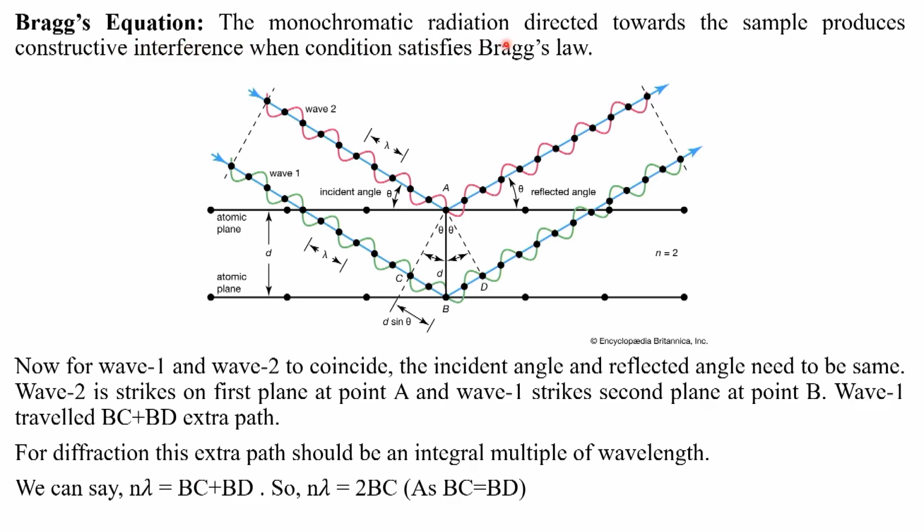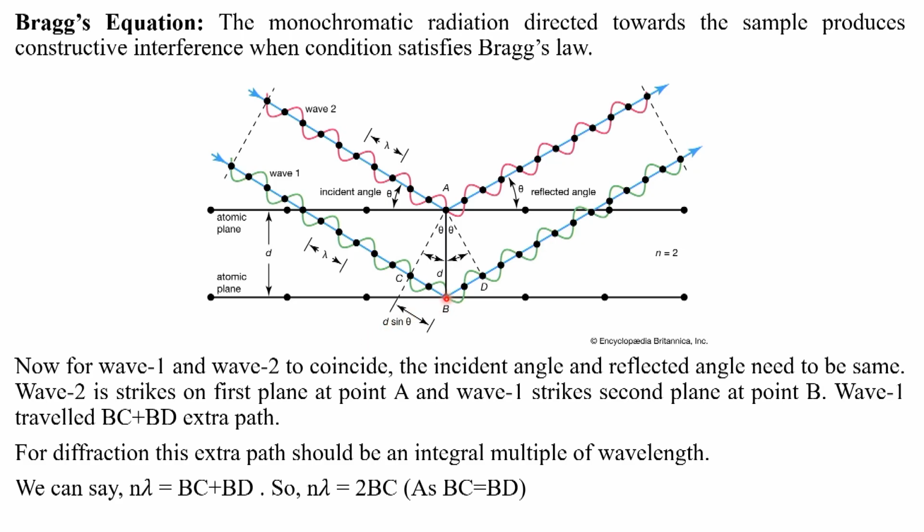The monochromatic radiation directed towards the sample produces constructive interference when the condition satisfies Bragg's law. Now for wave 1 and wave 2 to coincide, the incident angle and the reflected angle need to be the same. Wave 2 strikes the first plane at point A, and wave 1 strikes the second plane at point B.